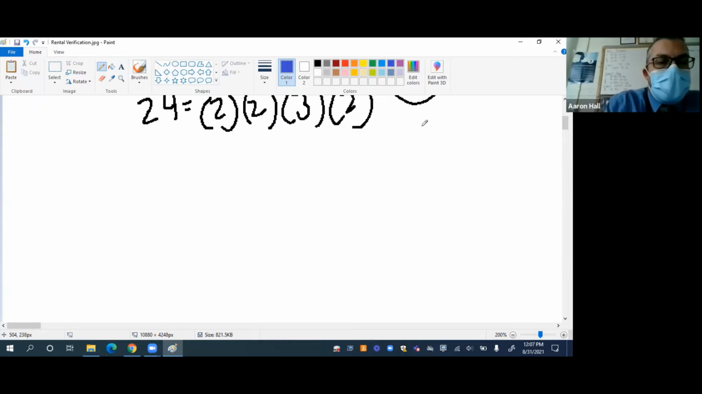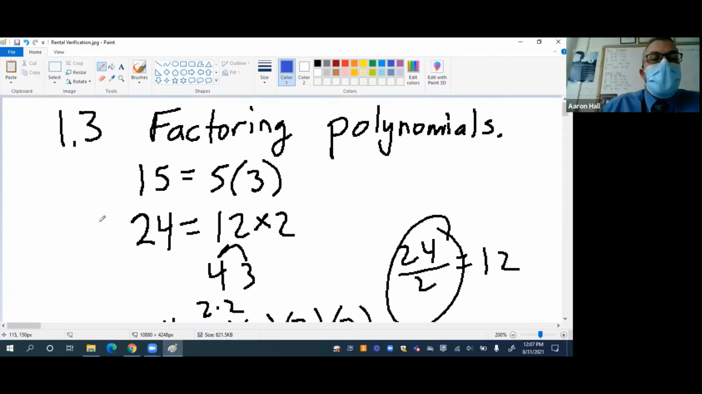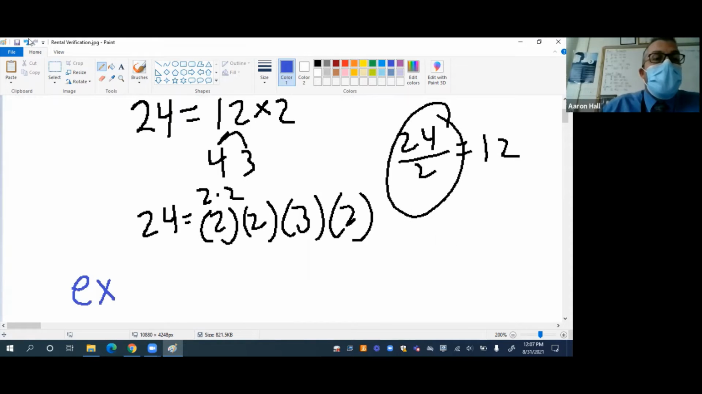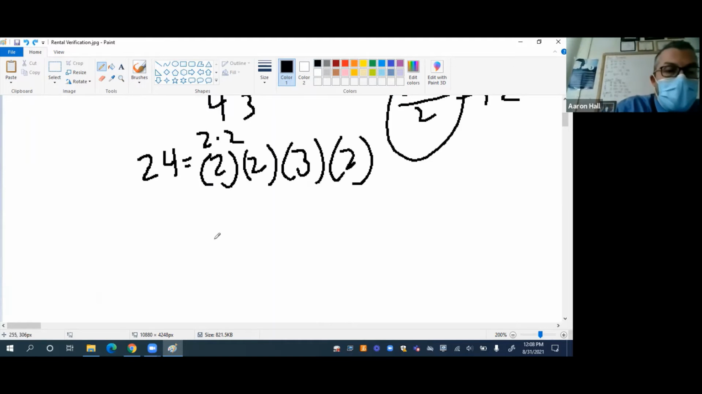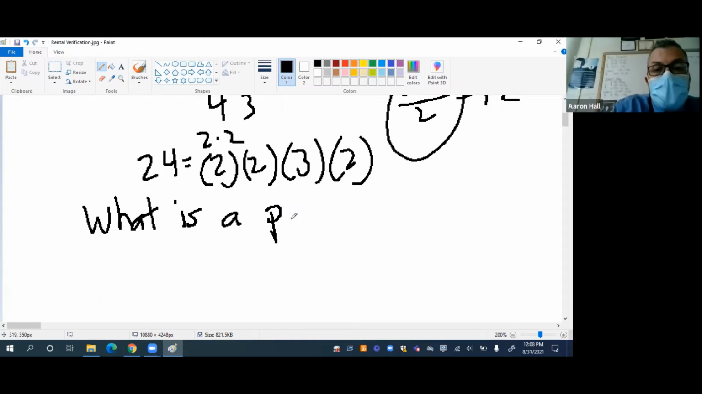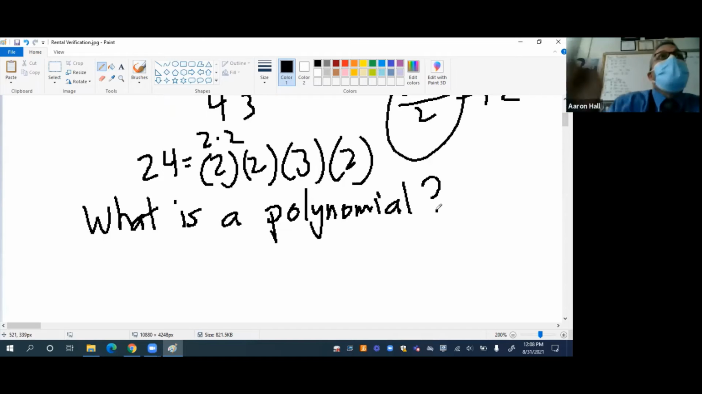So let's look at something else. What if I have something like this? Here's another example. Remember, we are factoring polynomials. Actually, let's talk about a polynomial. What is a polynomial? So here's my question: what is a polynomial? I saw somebody with their hand up. Is that you, Bryn? Yes, it was. Okay, what is a polynomial?